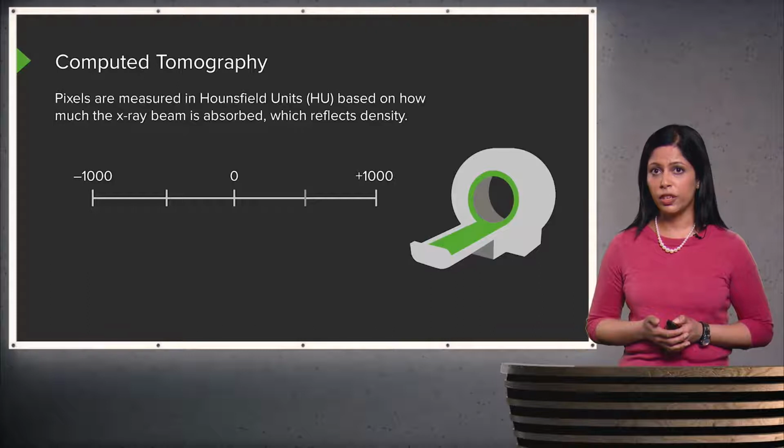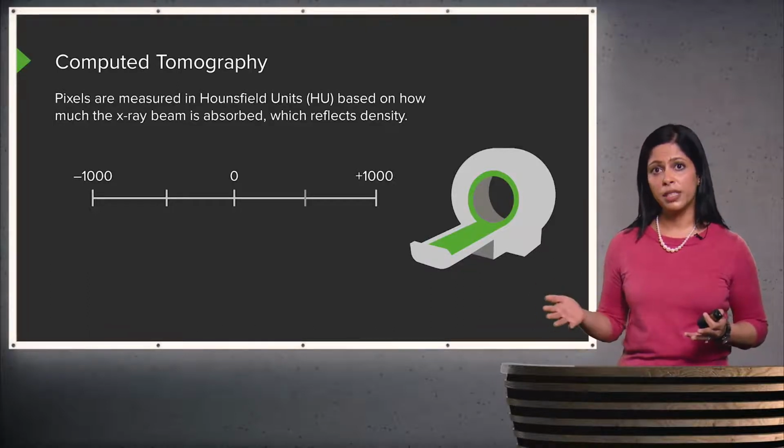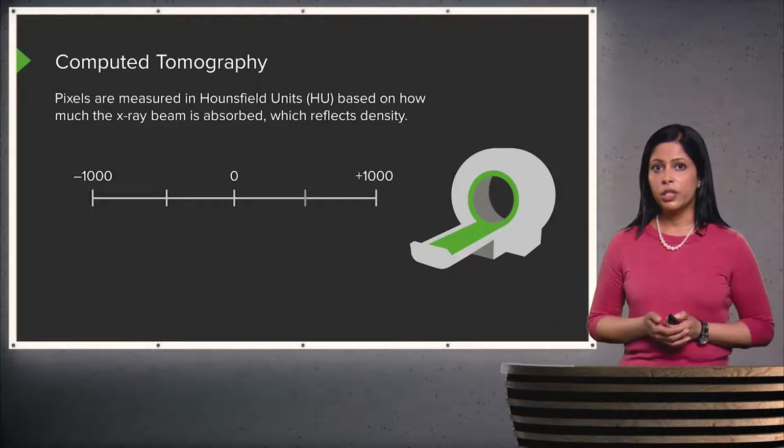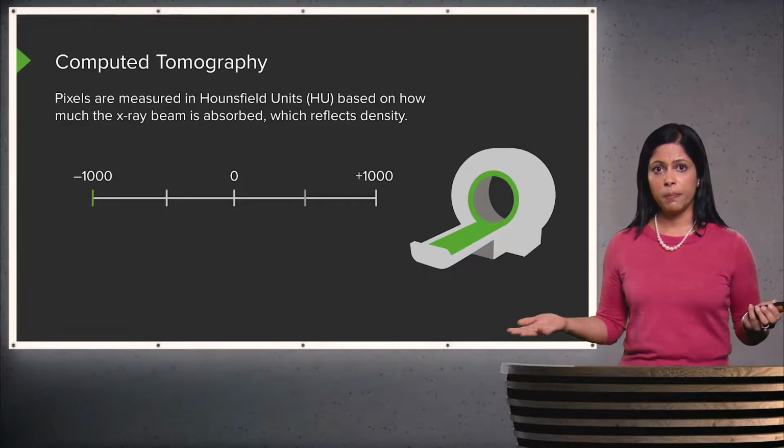Pixels are measured in Hounsfield units. So this is again an important concept that may come up over and over again with CT scans. Hounsfield units are based on how much X-ray beam is actually absorbed by the object, and it reflects the density of that object. So it ranges from a scale of -1,000 to +1,000.